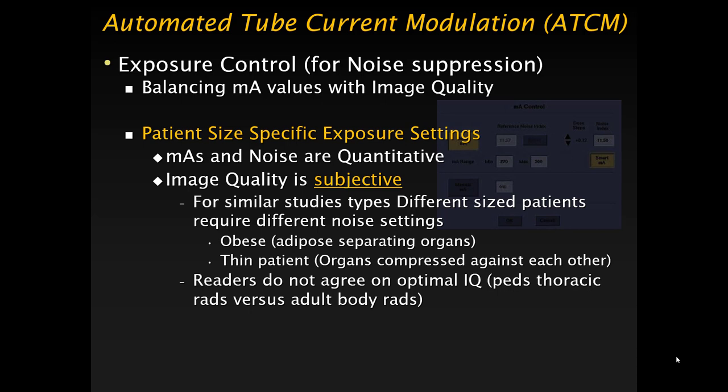Unfortunately, image quality is not simple algebra. It's subjective. And so there are cases where for similar study types, you could have different size patients that require completely different noise settings. For example, take obese patients that have adipose separating their organs. Well, that's going to allow us to visualize better compared to thin patients where the organs are compressed against each other and the noise will be really damaging if it's too high in thin patients.